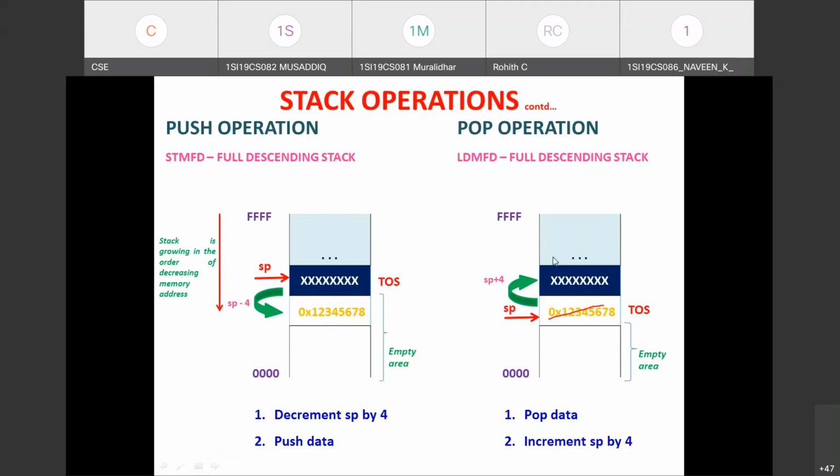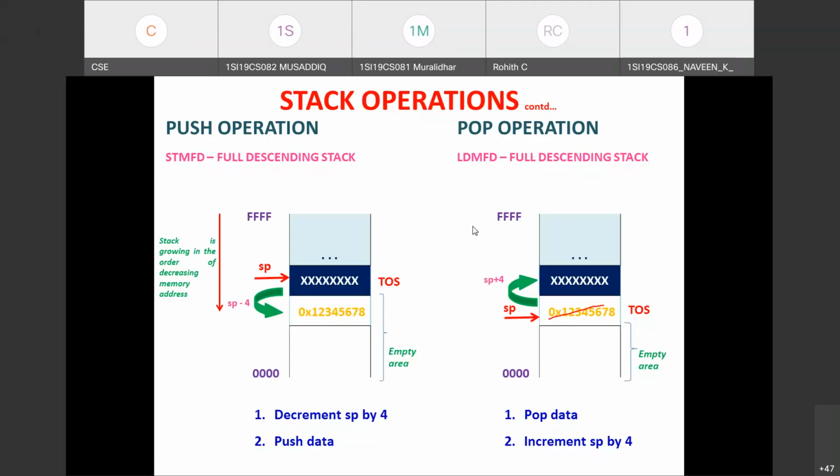This is a full stack. So each time we perform a push or pop operation, SP will be pointing to the last element inserted or the first element to be removed from the stack. You know stack is a LIFO data structure. The last element inserted will be the first to be removed from the stack.